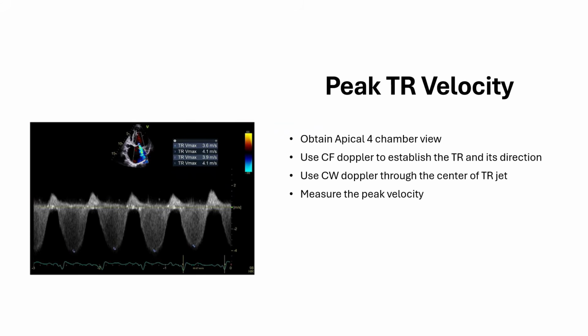Diastolic guidelines recommend measurement of the peak tricuspid regurgitation velocity. In order to obtain this measurement, you want to get apical four-chamber view focused on the tricuspid valve. You utilize color flow Doppler to establish the tricuspid regurgitation and its direction, followed by continuous wave Doppler through the center of the tricuspid regurgitation jet, followed by measuring the peak velocity of the tricuspid regurgitation, which is demonstrated on the frozen image on the left part of the screen. Please pause this video if you need more time to review this important concept.